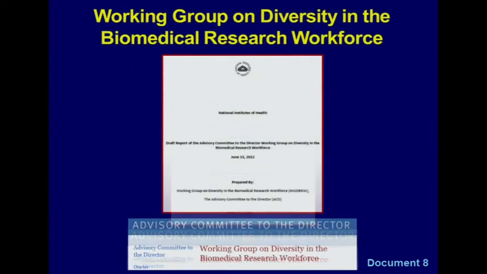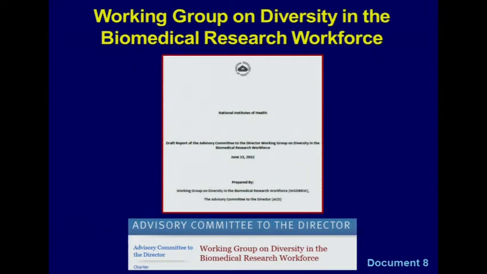And then the third working group, the Working Group on Diversity in Biomedical Research Workforce, was formed to look more deeply into the issues raised in the 2011 publication by Ginther et al. On race, ethnicity, and NIH research awards, which reported poor success rates for extramural applicants from underrepresented groups. The working group was charged with analyzing the NIH intramural and extramural research community's retention of underrepresented minorities, persons with disabilities, and persons from disadvantaged backgrounds in the biomedical research workforce. They were asked to focus on 5 key transition points in scientific careers.